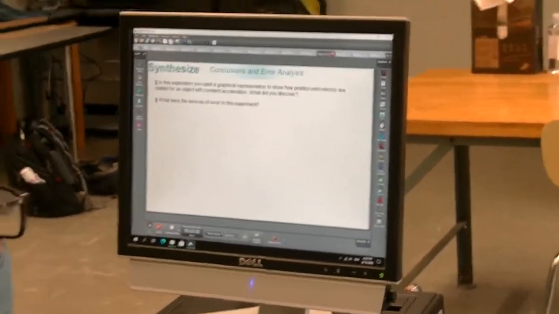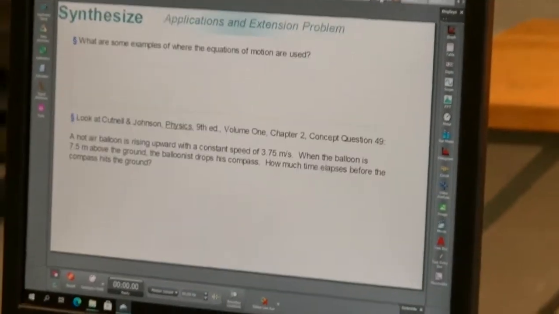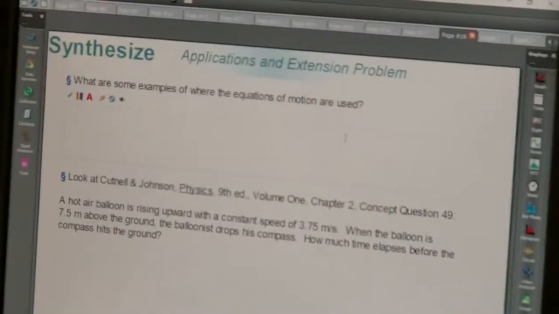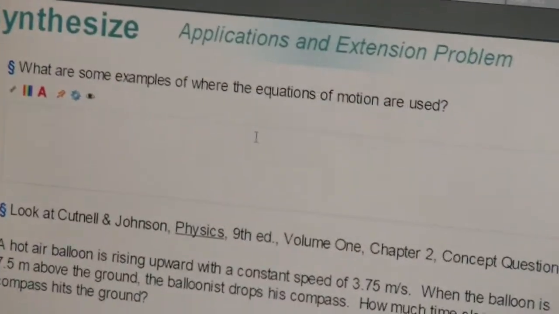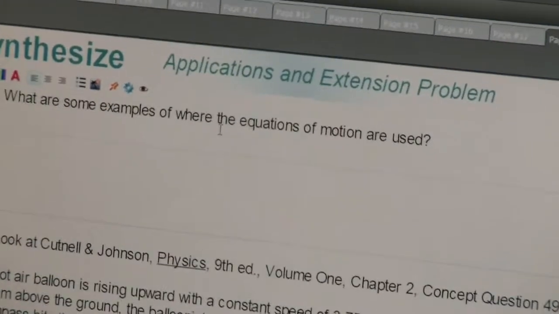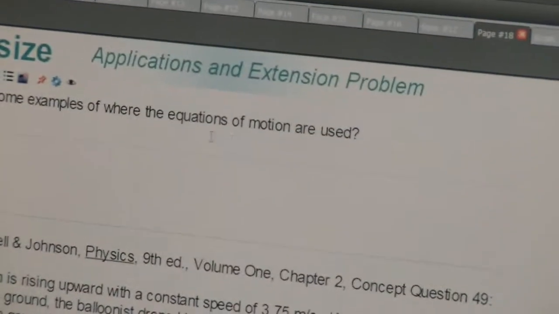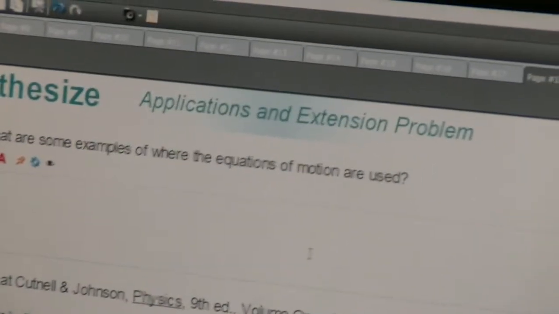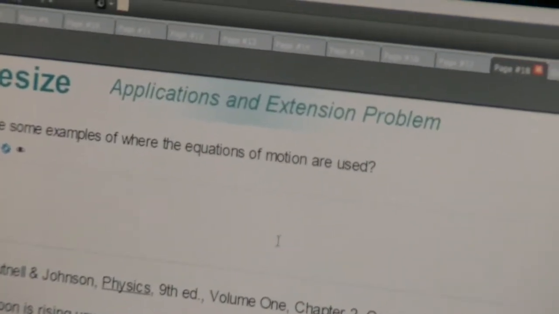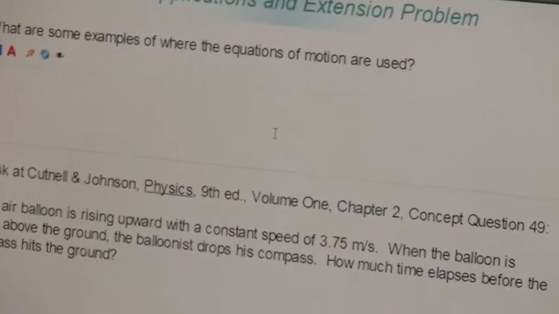And then moving on to the last page, you are required to answer these last two questions. The first one is, what are some examples where the equations of motion are used? You have to think about daily life situations where you can use the equations of motion to measure something or maybe to make our life easier.